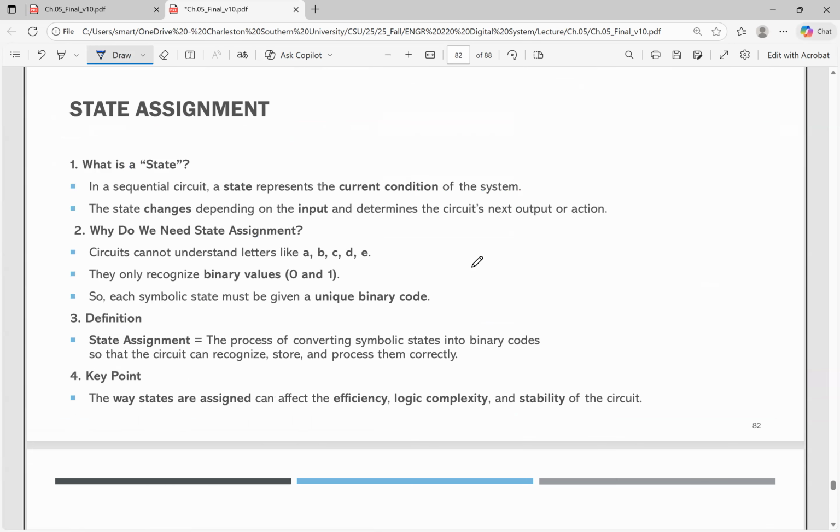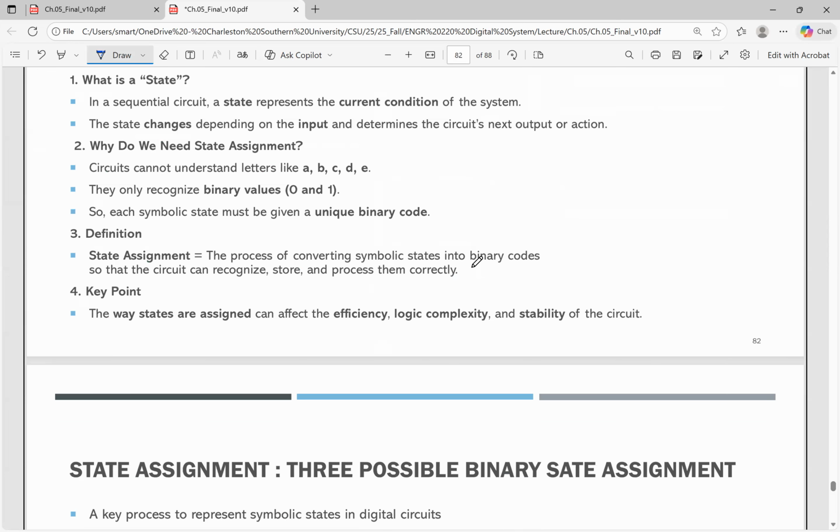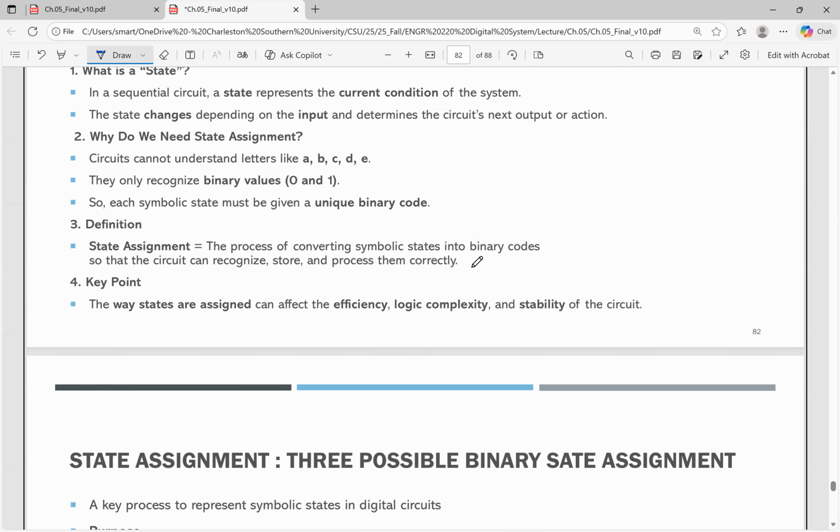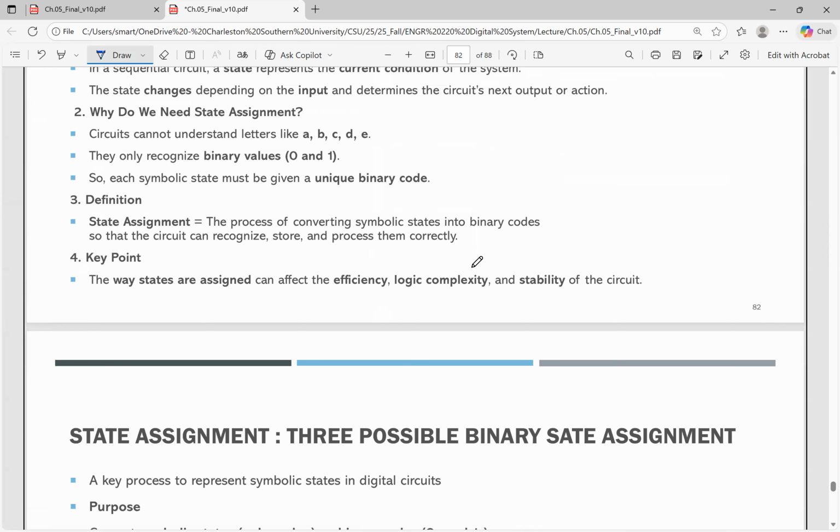All right, so state assignment. This is not the state reduction. Okay, so in the last session, we learned about state reduction and state assignment. Just like the state means sequential circuits, state presents the current condition of the system. The state will change depending on the input and determine the circuit's next output or action.